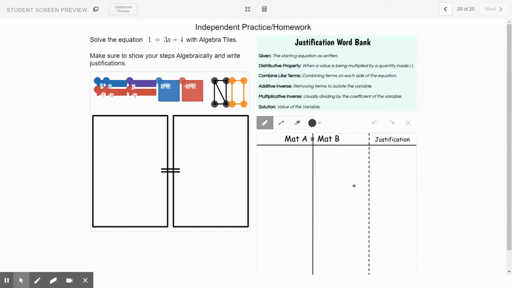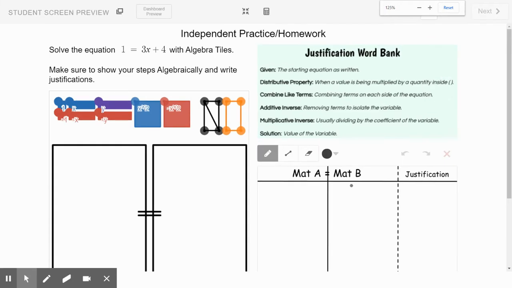Hello, students. So today I'm going to be doing a quick video on how to solve a two-step equation. When I say a two-step equation, what I mean is there are really two key things we need to do in order to find the value of our unknown, which we call our variable. In this equation, I have 1 equals 3x plus 4.